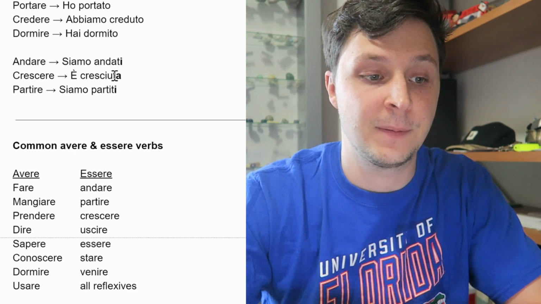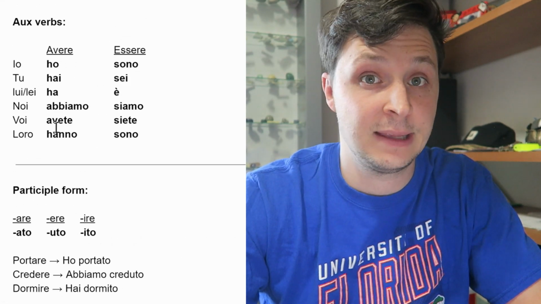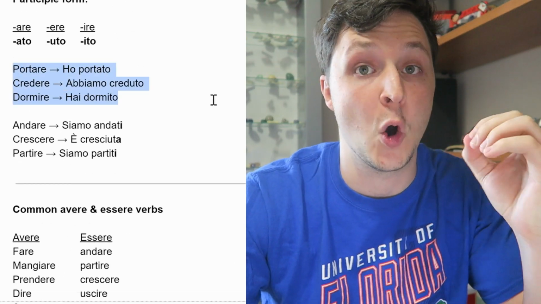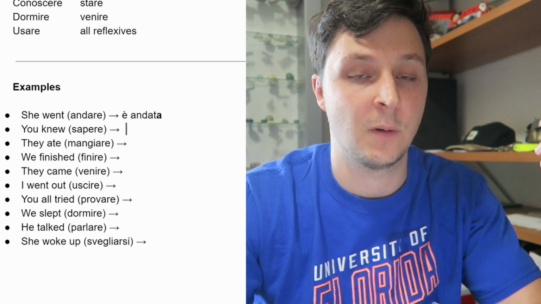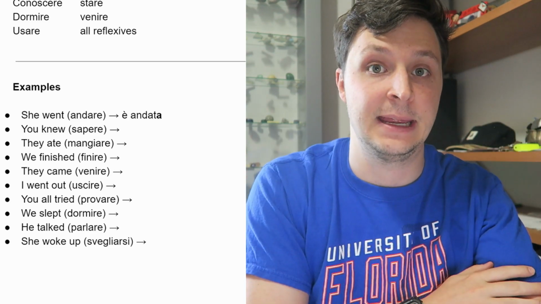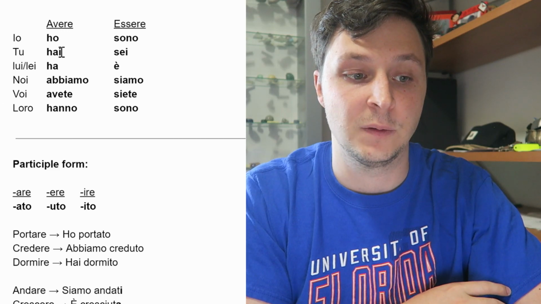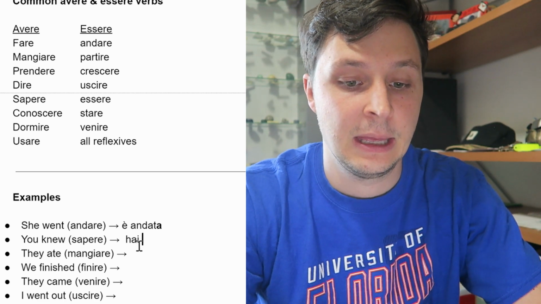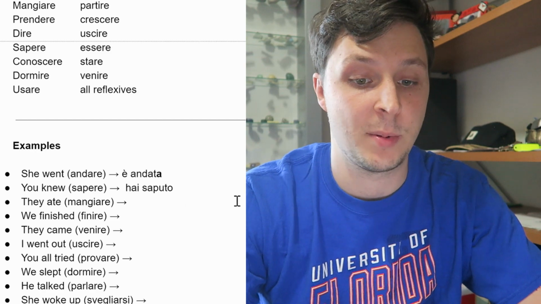With avere verbs, you don't have to agree. So you'll have these auxiliaries and then just an O ending, as we saw here. So they all end in O because they're avere. So what about you knew? So first of all, is it avere or essere? So sapere is avere. So we know it's going to be one of these ones here. And it's you, so we're going to use I. So it's going to be I saputo. So this means you knew. I saputo.